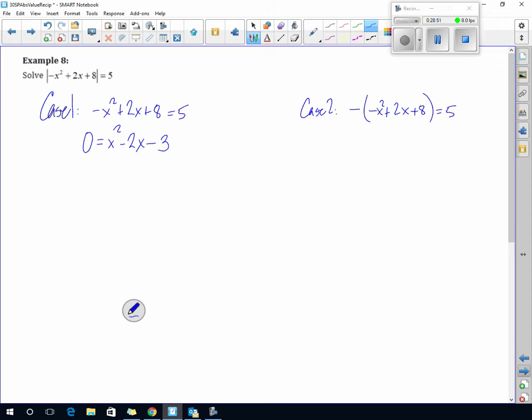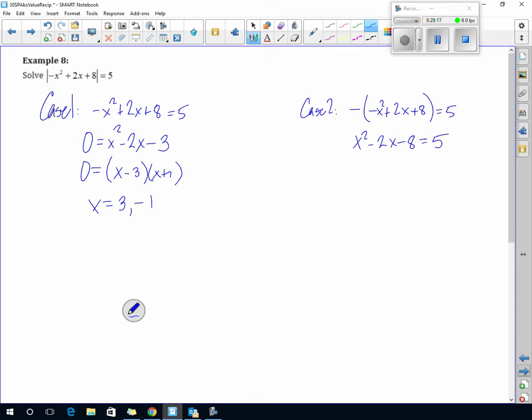Okay, so we're just going to test that in a second here. So I'm going to switch all the signs. So I get x squared minus 2x minus 8 equals 5. Is everybody good with that? So now I'm going to move the 5 over. X squared minus 2x minus 13 equals 0.